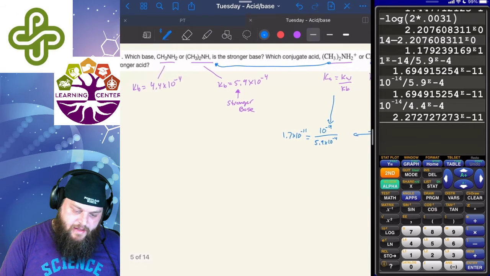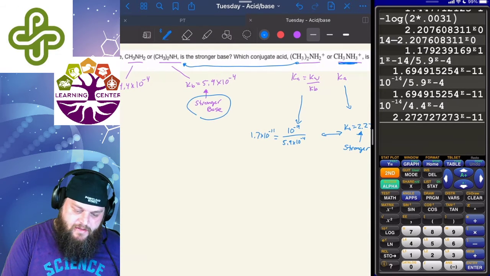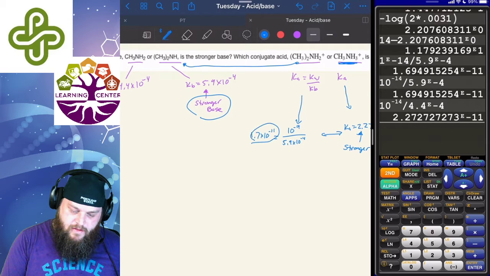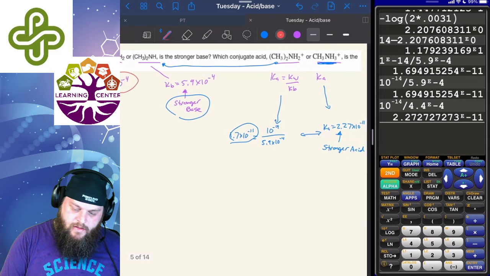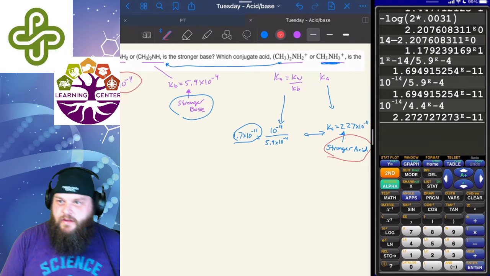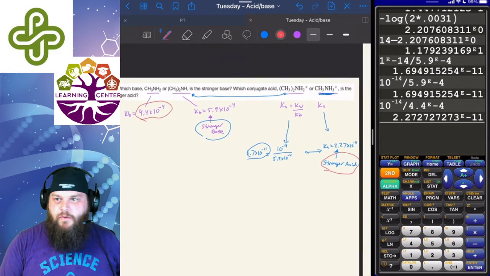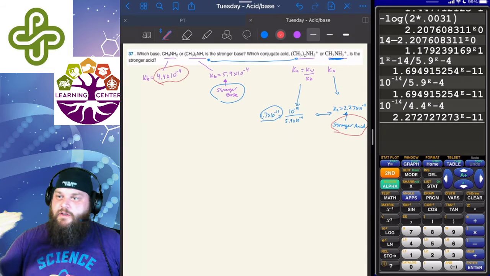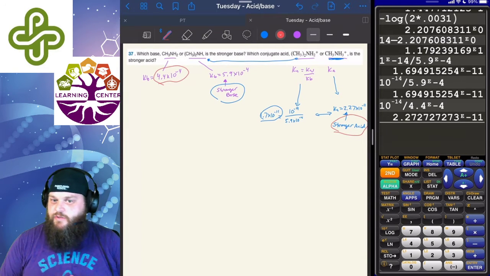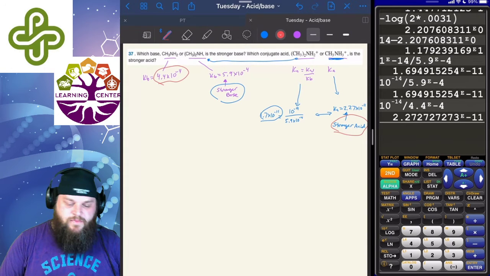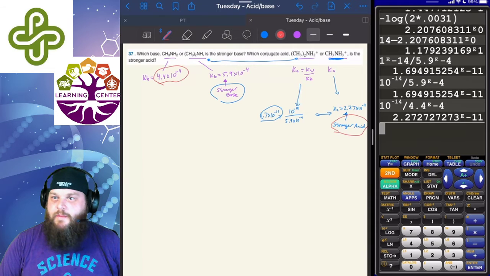So notice that the stronger base has a weaker acid, and the weaker base has a stronger acid. And that relationship is going to go back and forth between those. Anytime you have a really strong acid, it's going to have a really weak base to it. The base is essentially really stable, and it doesn't like to take on another hydrogen. And the opposite's also true.